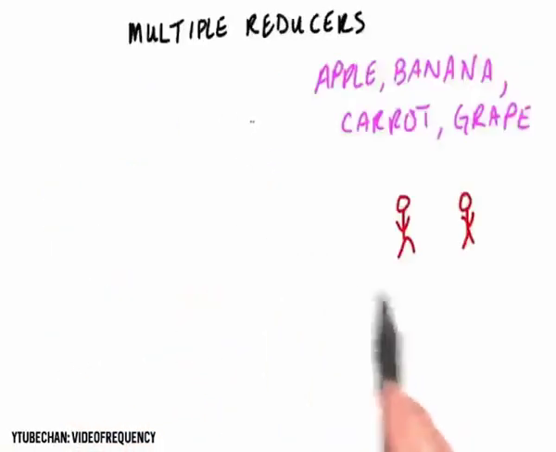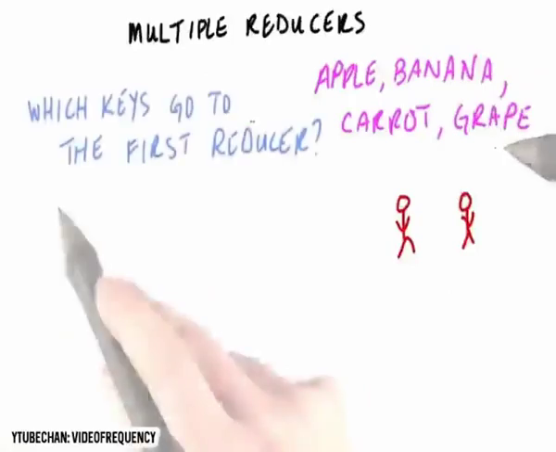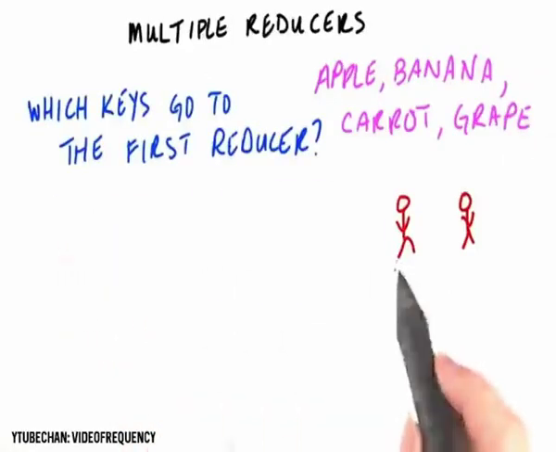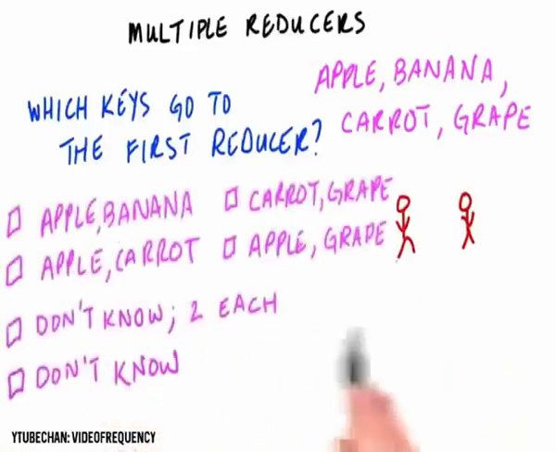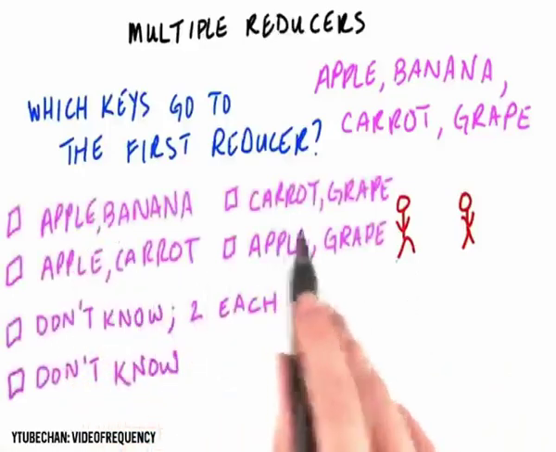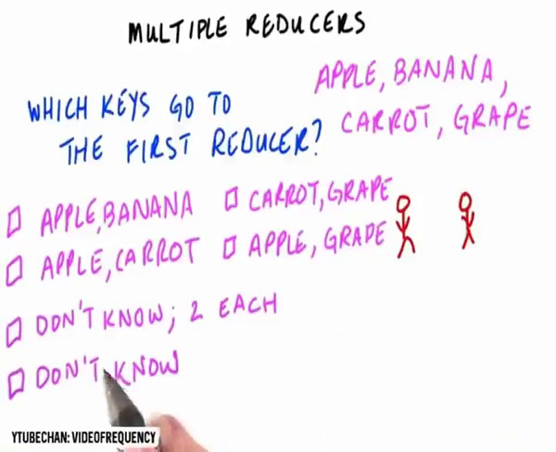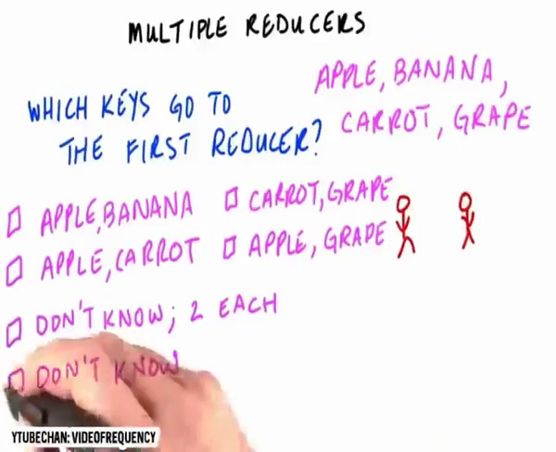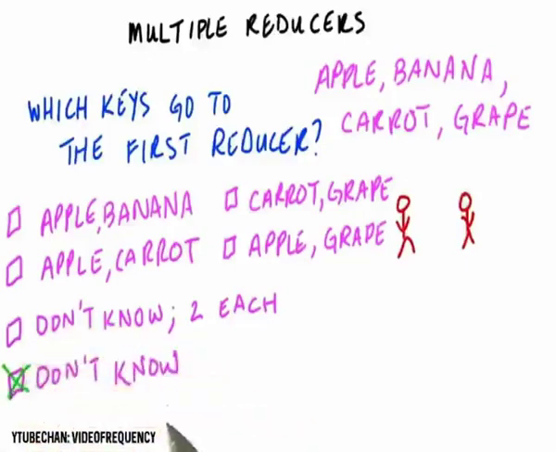So when we have multiple reducers, say these two, and the mapper might output keys apple, banana, carrot, and grape, which keys will go to the first reducer? Here are some options. Maybe apple and banana go to the first reducer, or apple and carrot, carrot and grape, or apple and grape, or we don't know specifically, but they'll be split evenly with each reducer getting two of the keys. Or we don't know, and it's possible that one reducer could get none of the keys. Since there's no guarantee that each reducer will get the same number of keys, it might be that one will get none. We just don't know. For more on how this works, please see the instructor notes and learn more about partitioners.